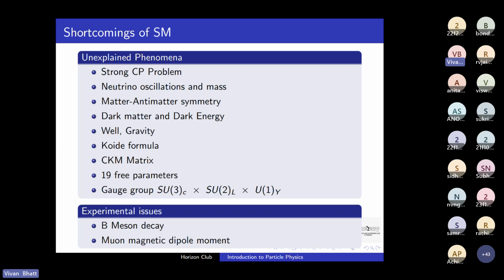Now, the strong CP problem. As you saw, CP is violated in the weak force. Mathematically, there is no reason that CP should be conserved for the strong force. So it would be expected to be violated, but we haven't seen a single violation of CP in any system that has a strong interaction only. So we expect violation, but we haven't seen it.